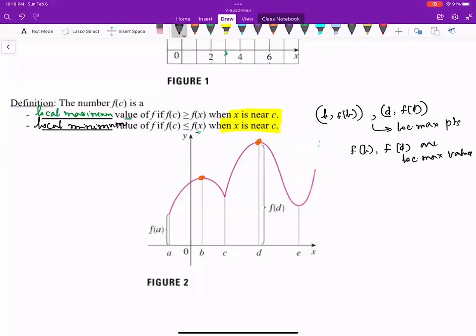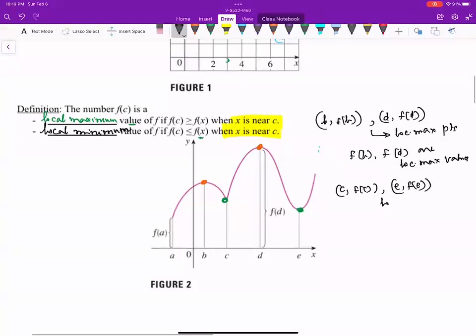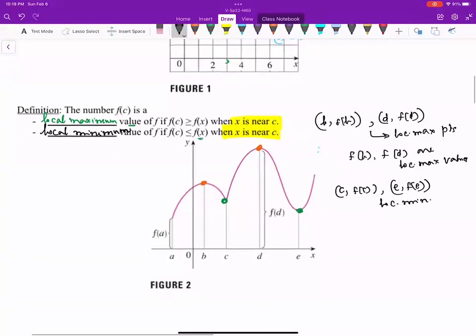And do you see valleys? Yes, we see a valley here. There is a valley here. So there are two local minimums. So C, f of C, and E, f of E are local minimum points. f at C and f at E are local minimum values, the y coordinates.